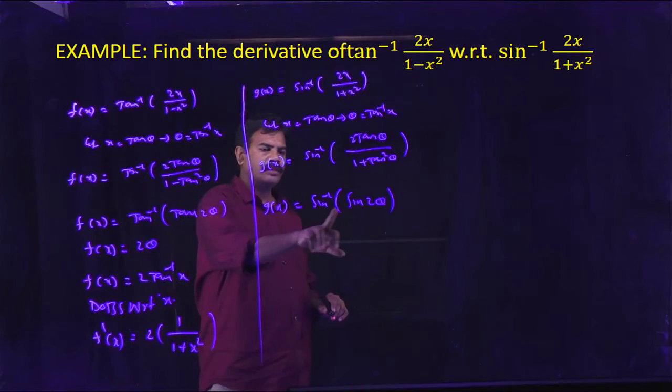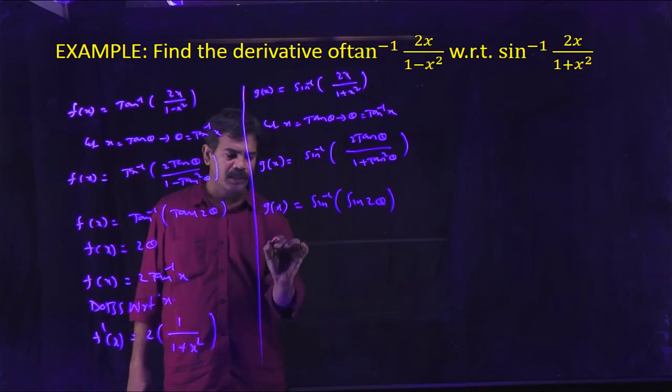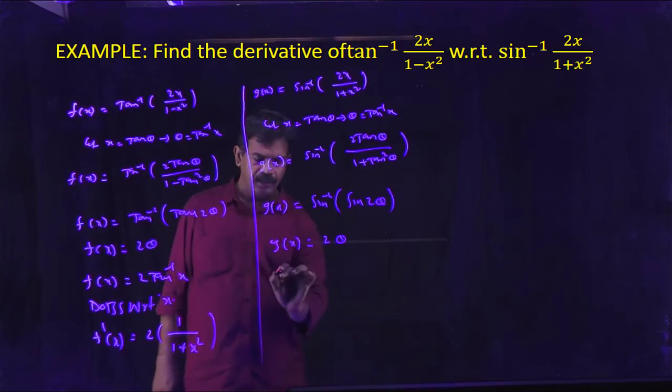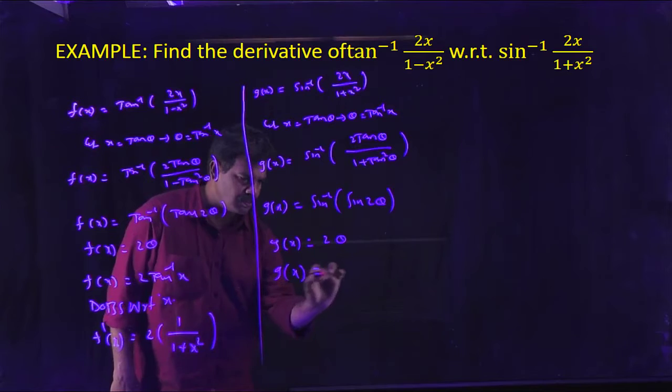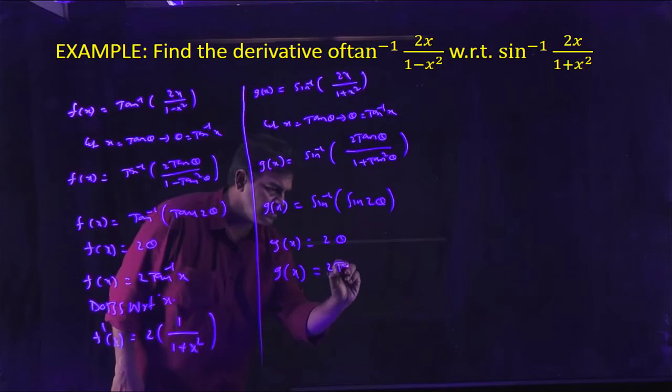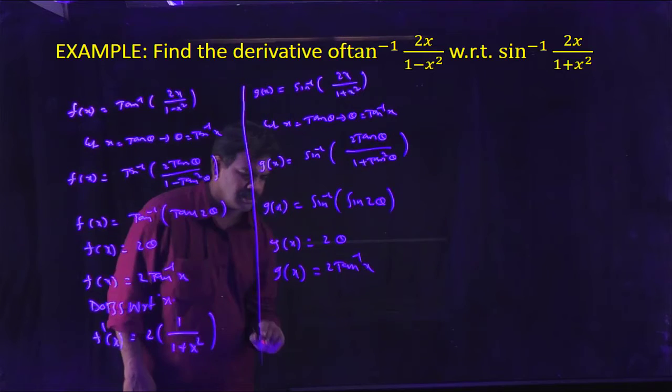We know that sin inverse of sin 2 theta is 2 theta. G of x is equal to 2 theta. G of x is equal to 2 into theta, meaning tan inverse x. That is 2 tan inverse x.